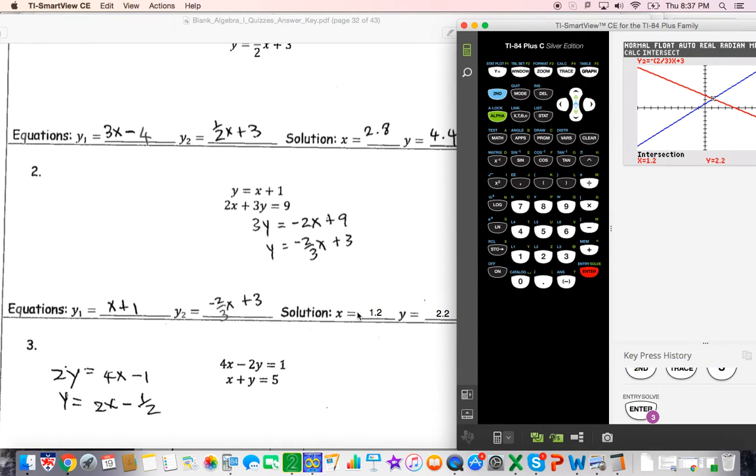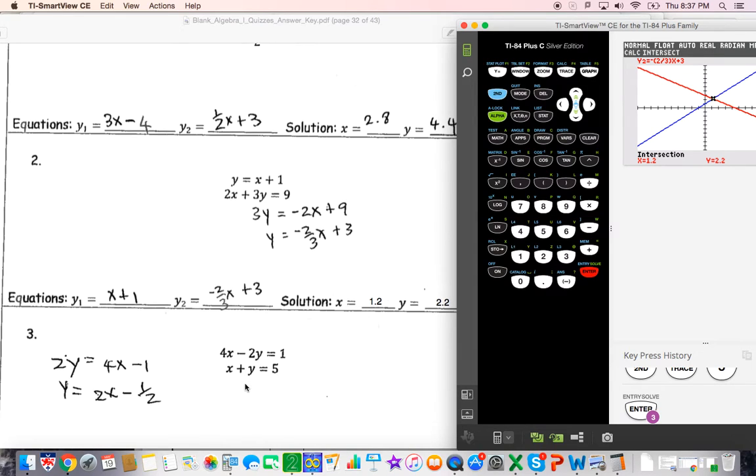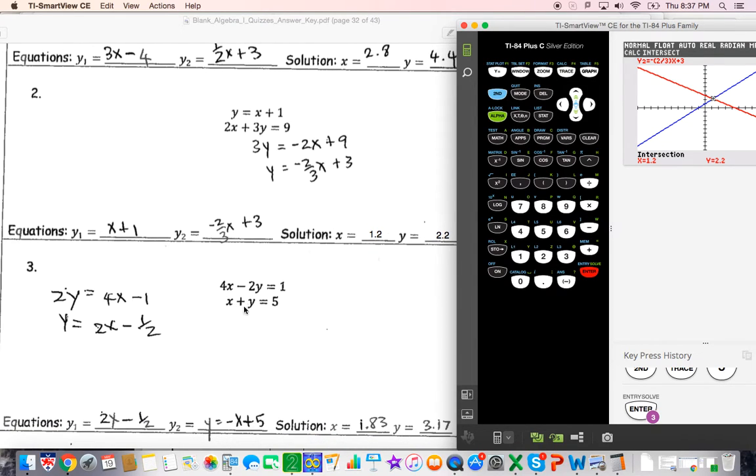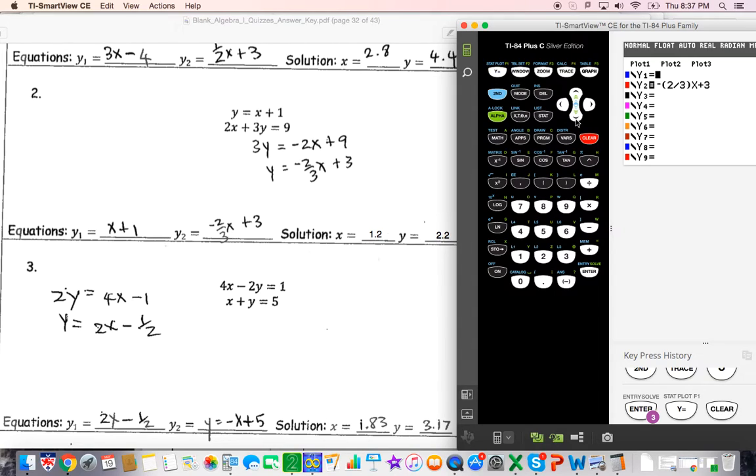Now this one, you had to isolate both of the y's. So you had to go ahead and isolate this y, you got this, and then you had to isolate the next y, which was easier to do. I just took x from both sides, so I did minus x here to get that equation. And then we're going to type both equations in once we've isolated the y in both cases. First, go ahead and clear the ones you already have in there.